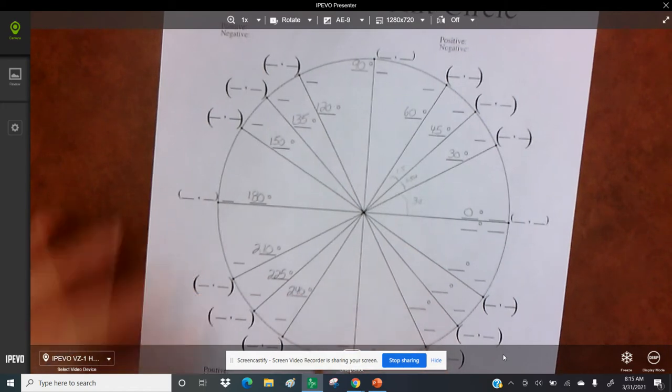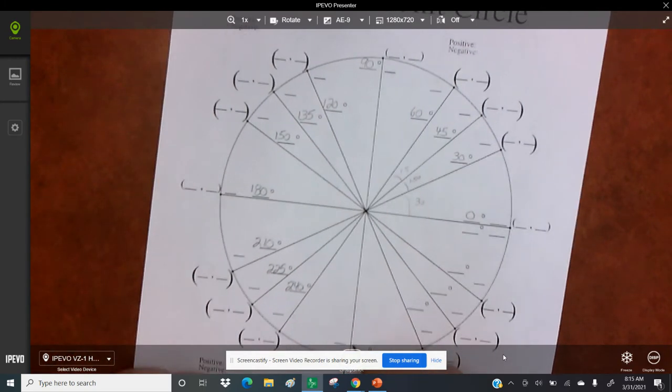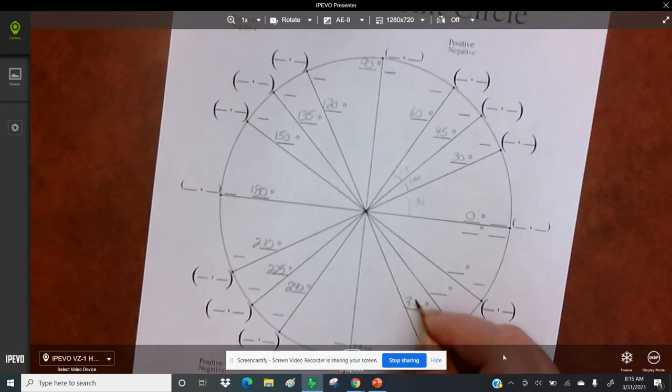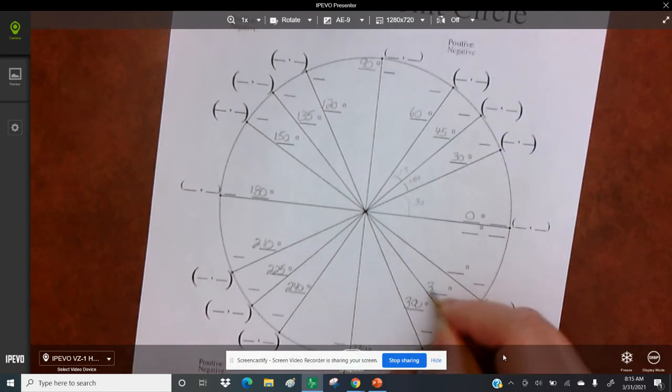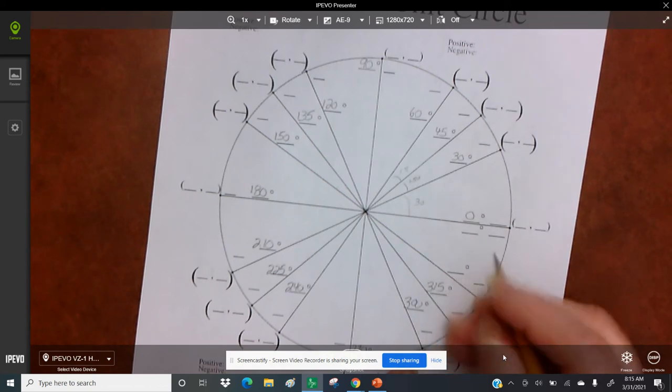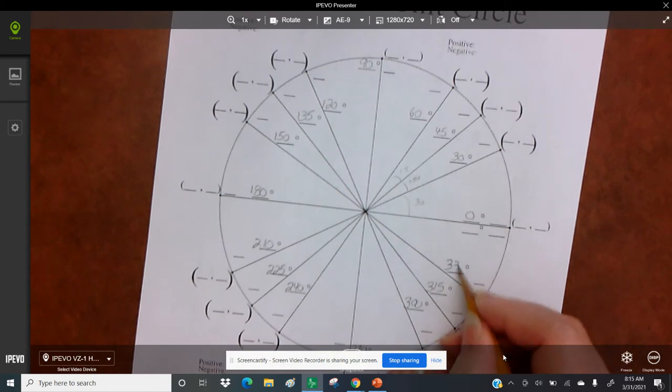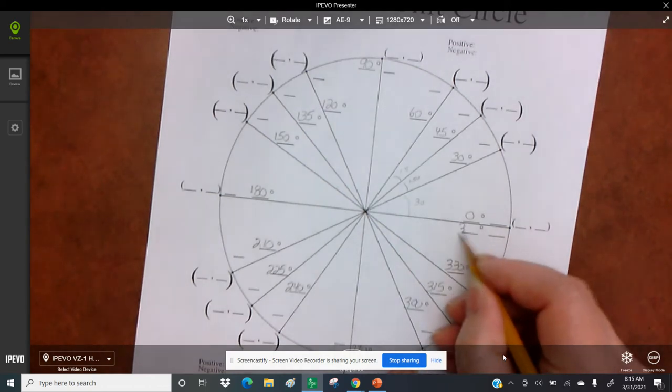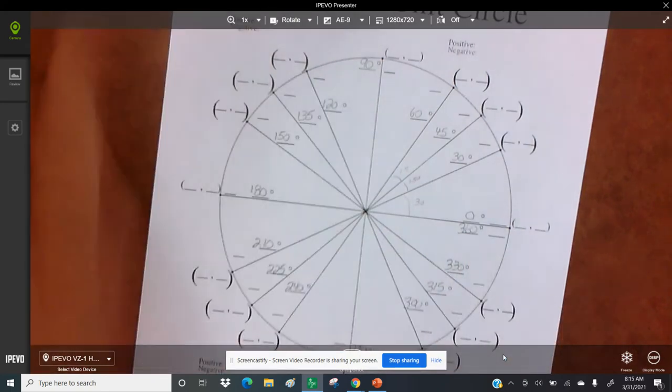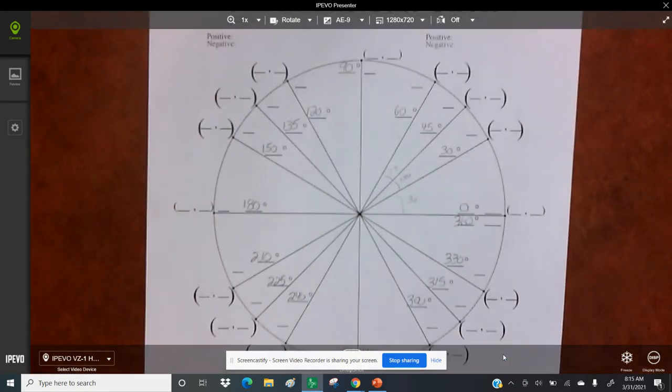Now I'm going to add 30. So this will be 270. I'm going to add 30 again, so this will be 300. I'm going to add 15, this will be 315. I'm going to add 15, this will be 330. And now I'm going to add again, and this will be 360, which makes sense because I've gone all the way around my circle.